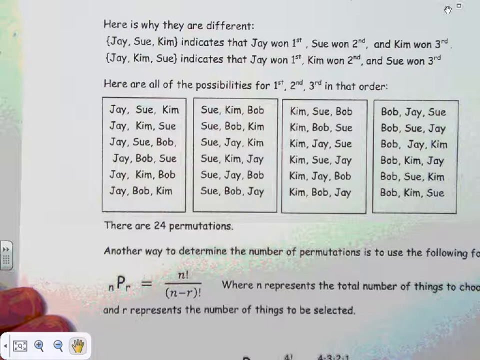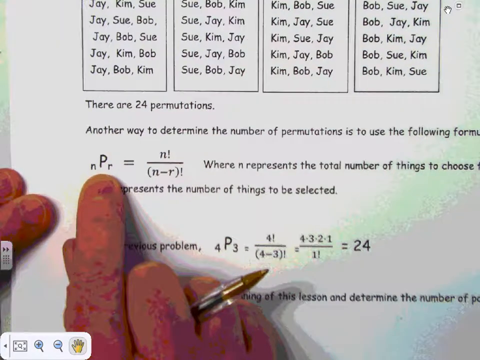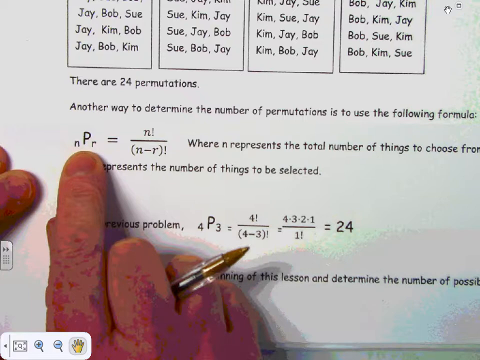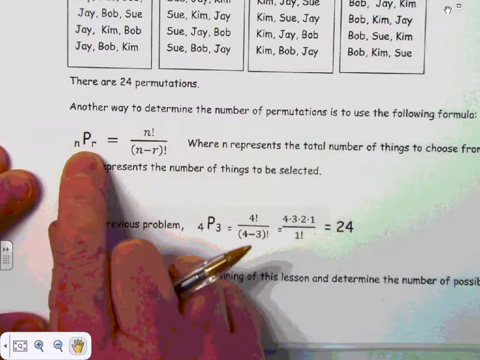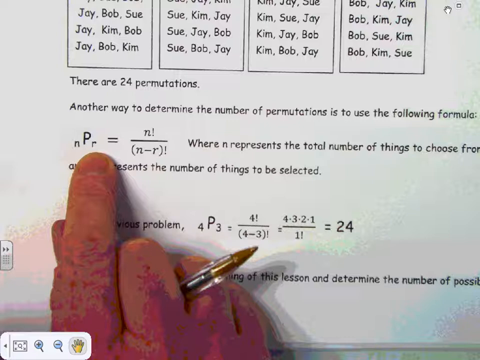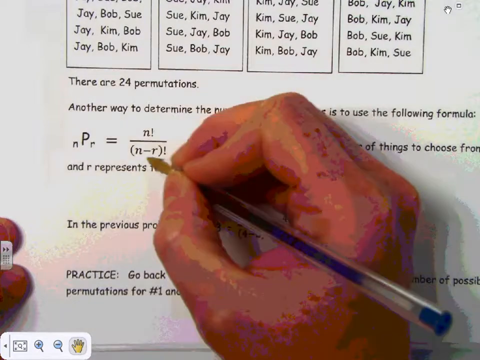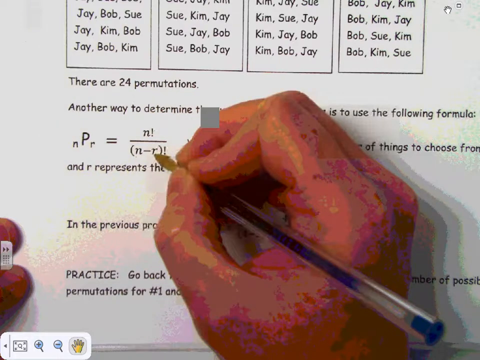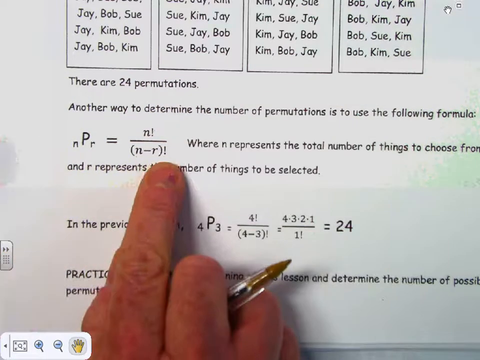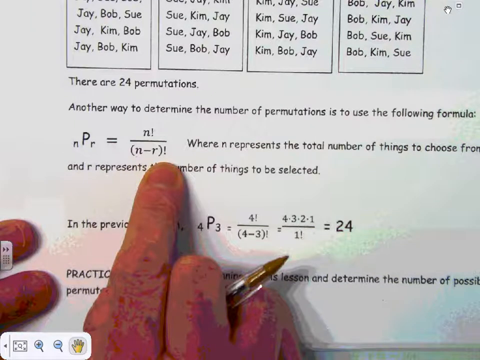Okay, so if we look here at the permutation formula, pay attention up here, okay? That'd be helpful. The formula looks like this. Notice the N and the R still represent the same thing. N is the total number of choices, things you get to choose from, and R is what you're actually going to pick or what's going to occur. So you still have the factorial, and you still have, I have this many, but I'm only going to choose this many on this factorial. Notice it's a simpler formula.